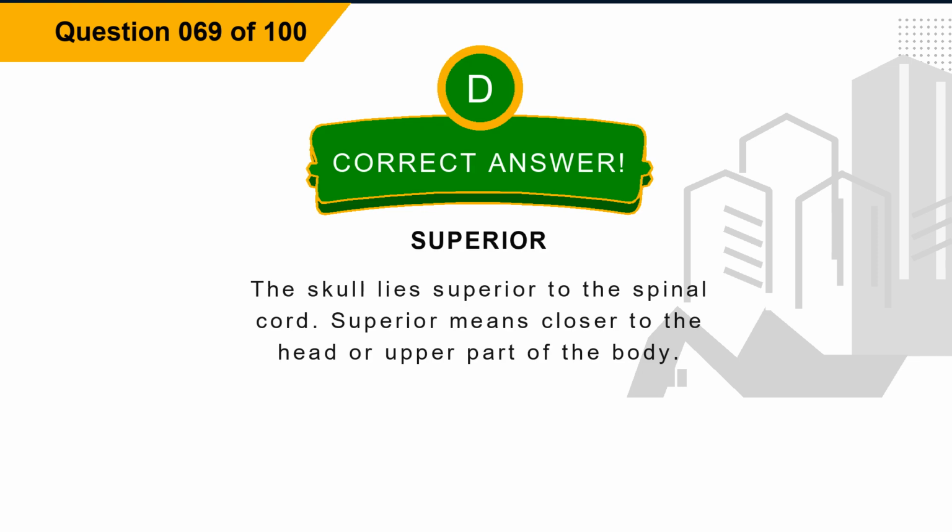Superior. Explanation. The skull lies superior to the spinal cord. Superior means closer to the head or upper part of the body.